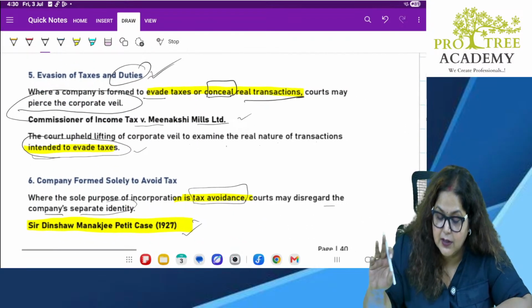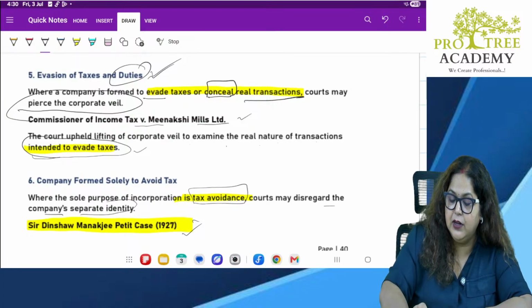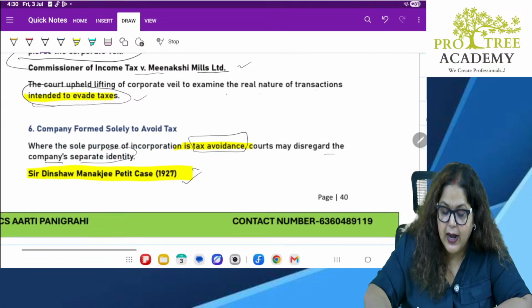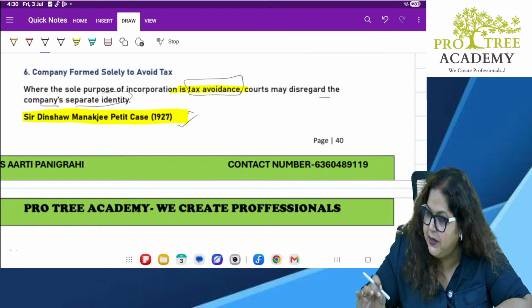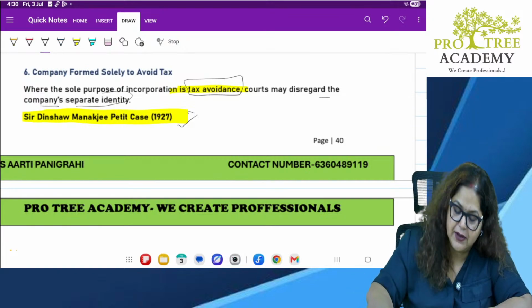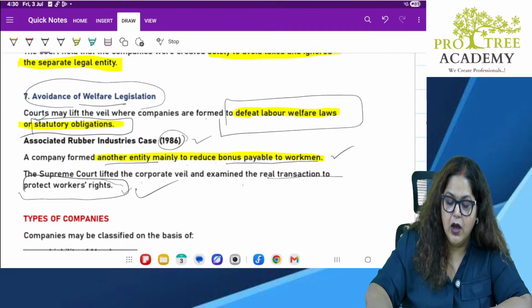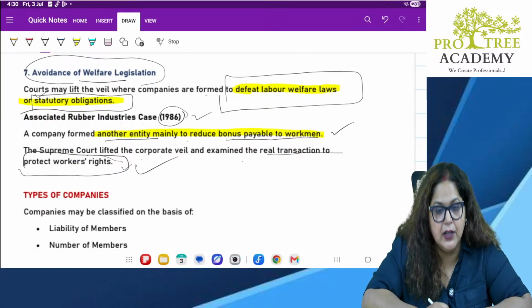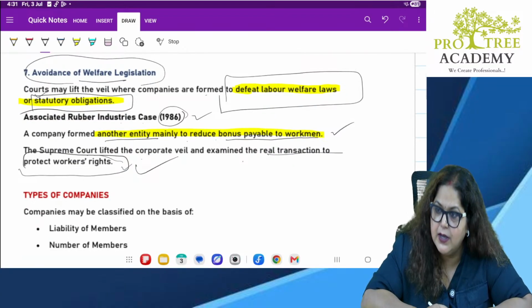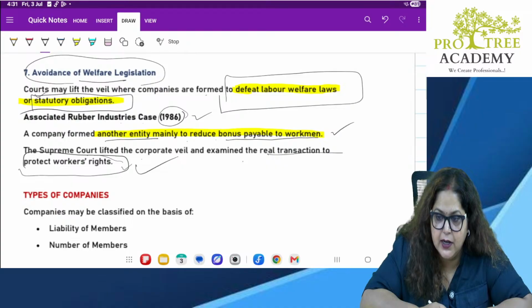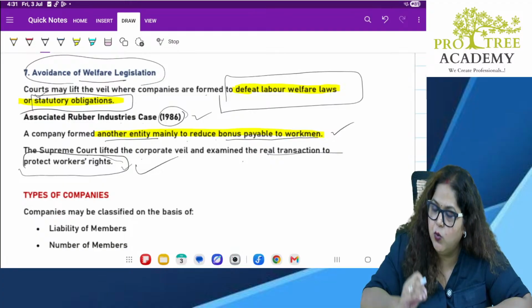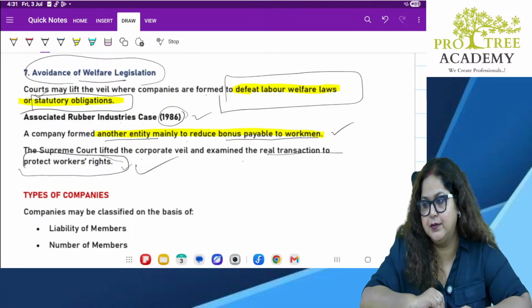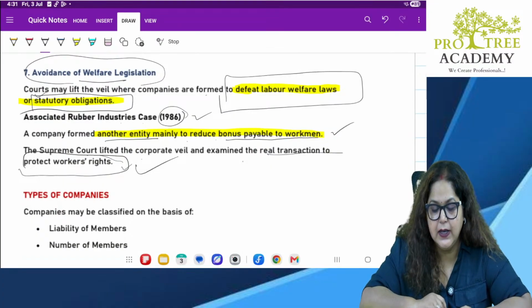Then evasion of taxes, two cases we had seen: Commissioner of Income Tax versus Meenakshi Mills Limited, and a company formed solely to avoid taxes, Sir Dinshaw Manekji Petit case 1927. And the last one is for what? Avoidance of welfare legislation, where the company was supposed to pay the bonus, but at the time of bonus, they started a new entity and transferred all the surpluses to avoid the taxes. So the court interfered to protect the workers' rights.